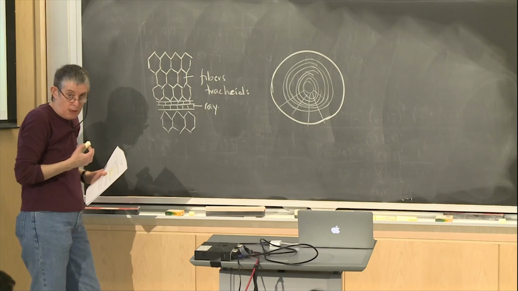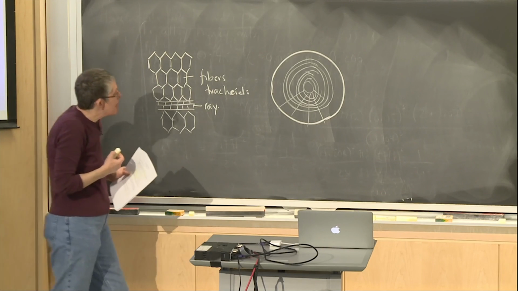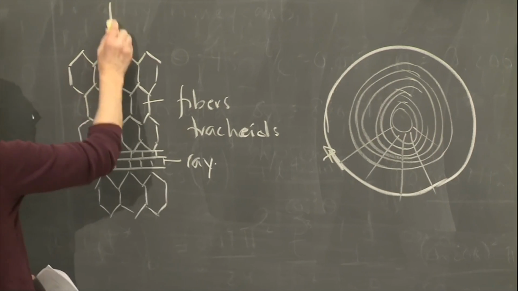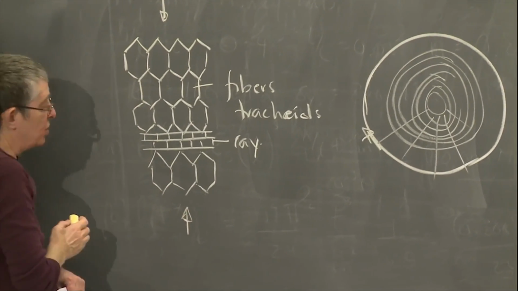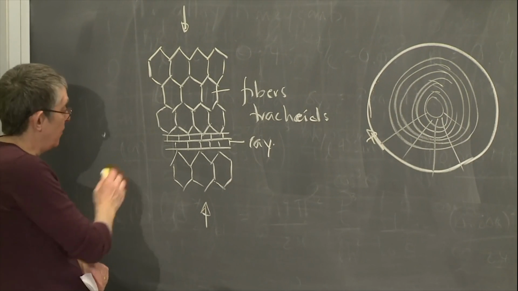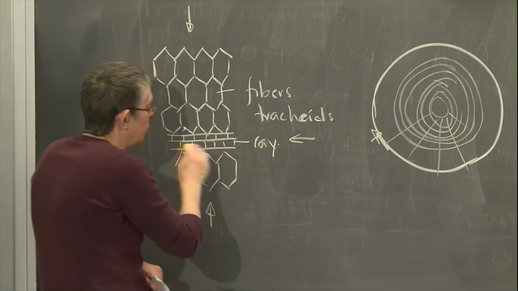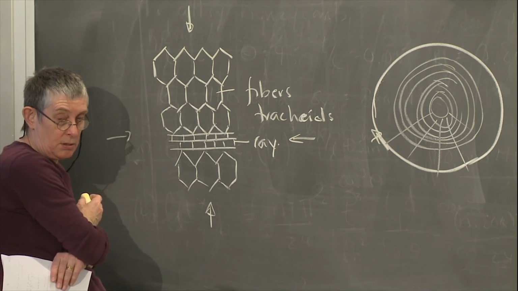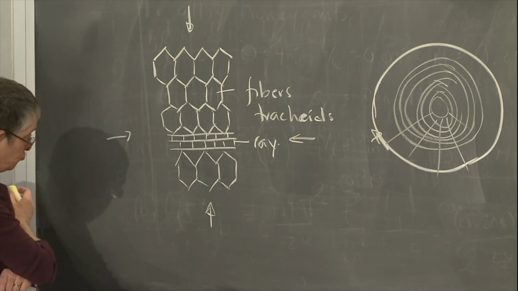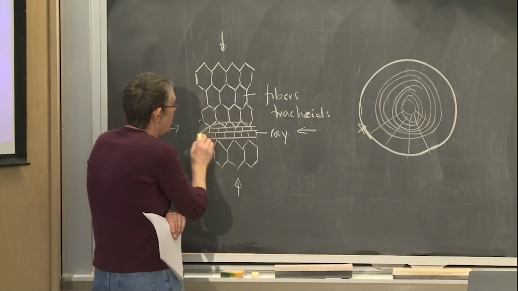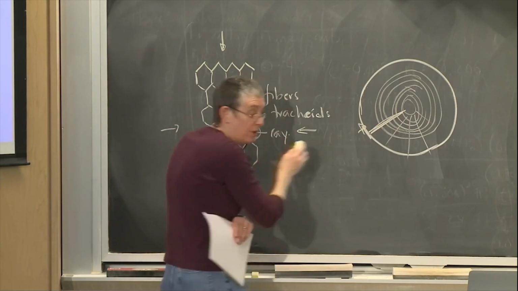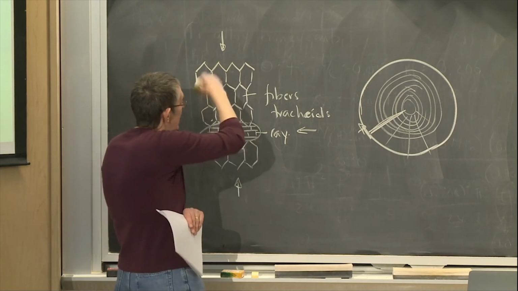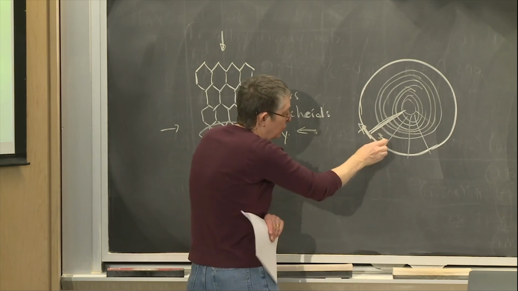Are we good? So which way is the tangential? So the tangential would be this way, okay? So if I loaded it this way, that would be loading it in the tangential direction. And if I loaded it this way, that would be loading it in the radial direction. The length of the rays runs in the radial direction. So this thing here corresponds to one of these lines I've drawn here. Right. And then these guys here are the stuff in between here.